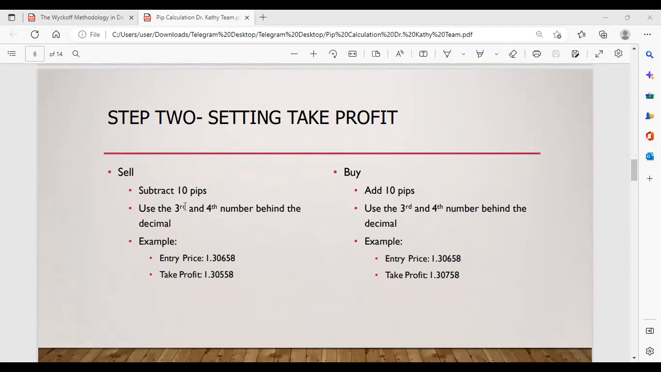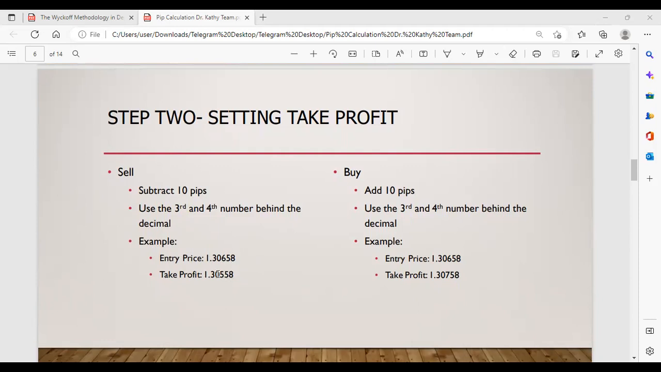Then use the third and fourth number behind the decimal. For example, the entry price for any forex pair, like euro, you can get this kind of setup: entry price and take profit. See, the entry price is 30.65.8. So you can see the take profit is 30.55.8.